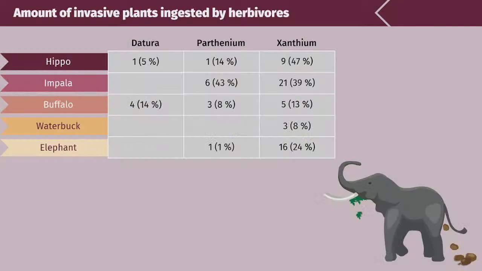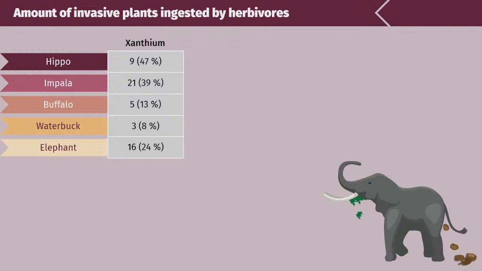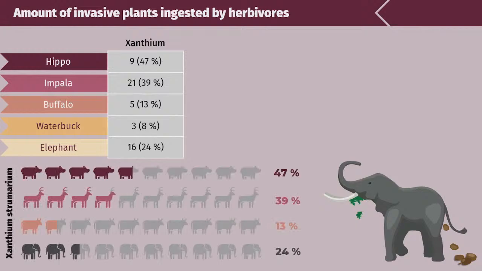And let's see. So this is the number of the samples that had any amount of the Datura, Parthenium and xanthium in it. So nothing eats Datura. Almost nothing eats Parthenium. There is 6 impalas, but I think they probably just tasted it by accident. And we didn't have many impala samples anyway, so. Xanthium is a little bit more interesting.